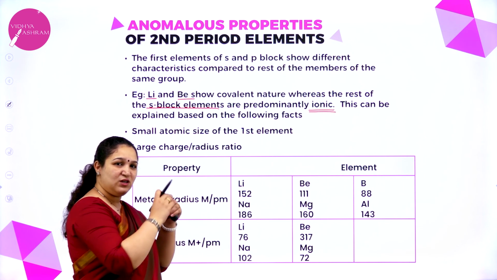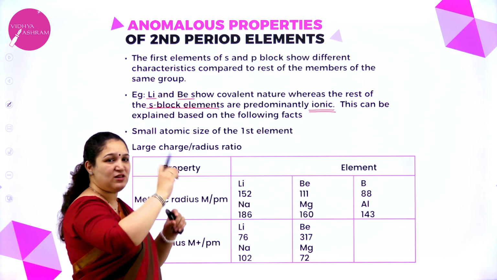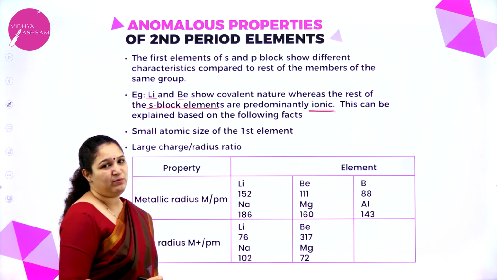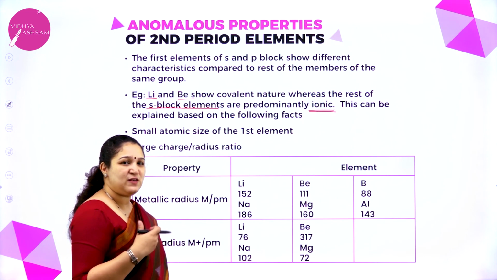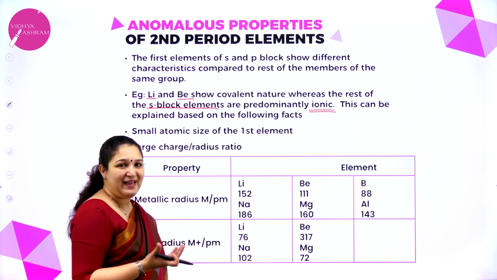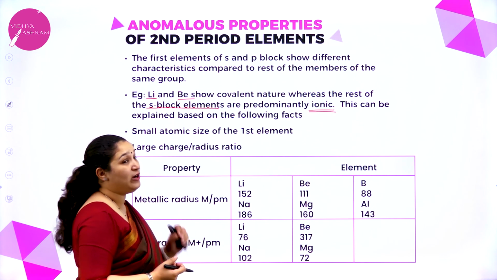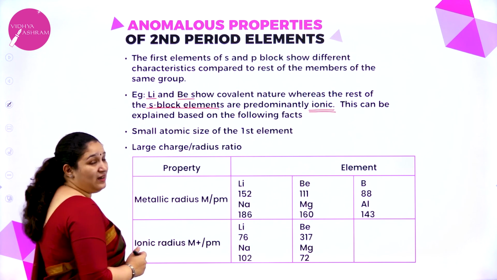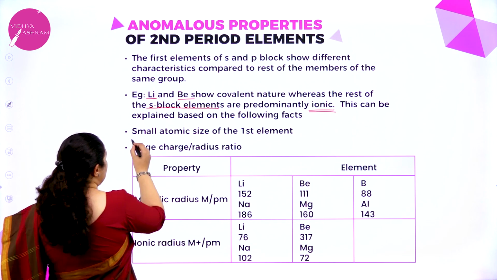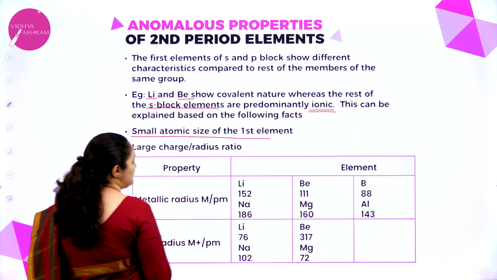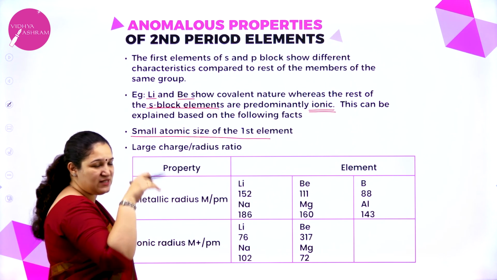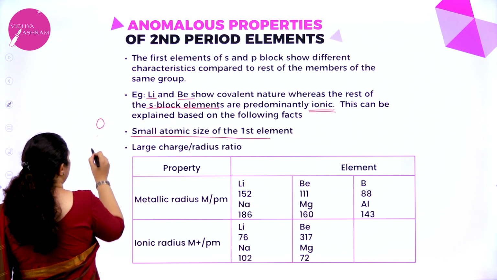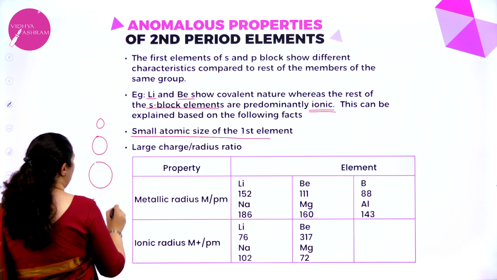So always the second period means it is the first element of every group of S and P block elements. They always have some extra or different characteristic. That's why we call them anomalous properties. Why exactly do they show that? It is because of the small atomic size of the first element, they are very small. As we go down the group, atomic size keeps increasing, isn't it? It will go on increasing as we go down the group.